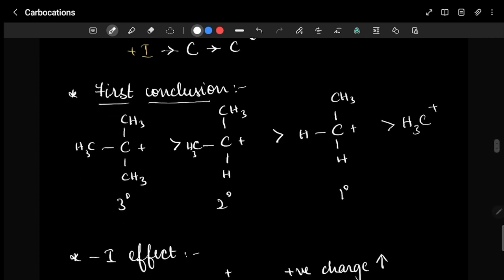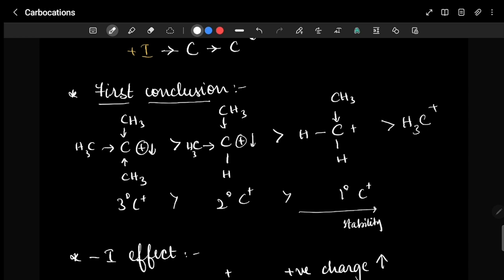So the first conclusion we reach from inductive effect is 3-degree carbocation is more stable than 2-degree carbocation, which is more stable than 1-degree carbocation, more stable than CH3 plus. Why? CH3 acts as plus I group, so it donates electrons and this positive charge is decreasing. Similarly here, 2 are giving electrons, and similarly here 1. So 3 plus I groups, then 2 plus I groups, then 1 plus I group. So that is the first conclusion. 3-degree carbocation is more stable than 2-degree and more stable than 1-degree. This is the stability order.